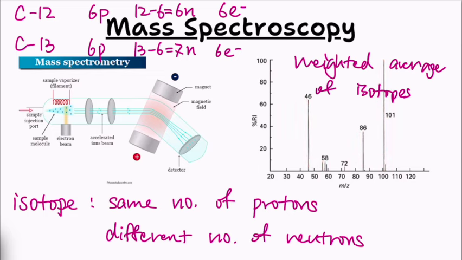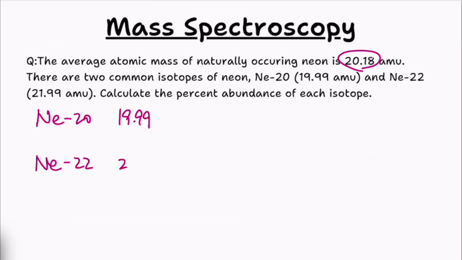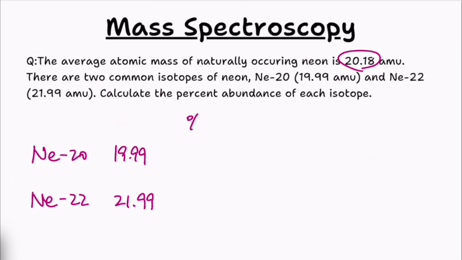Okay, so here is an example question. The average atomic mass of naturally occurring neon is 20.18 AMU. There are 2 common isotopes, 1 is neon 20, which has a mass of 19.99 AMU. The other one is neon 22, which has the mass of 21.99 AMU. Calculate the percent abundance of each isotope.